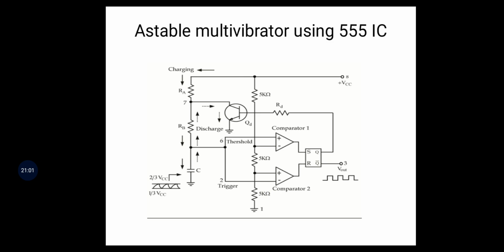The threshold input is connected to the trigger input. Two external resistances RA, RB and a capacitor C are used in the circuit. The circuit has no stable state. The circuit changes its state alternately. Hence, the operation is also called a free running oscillator.